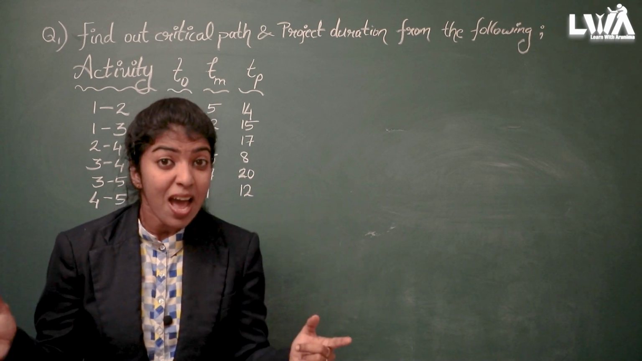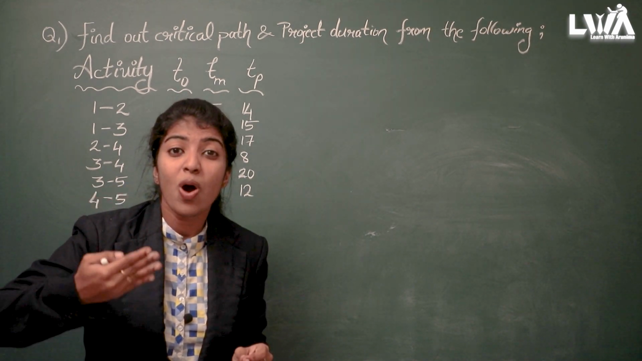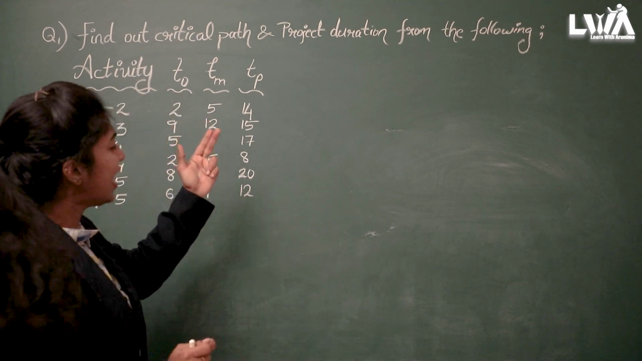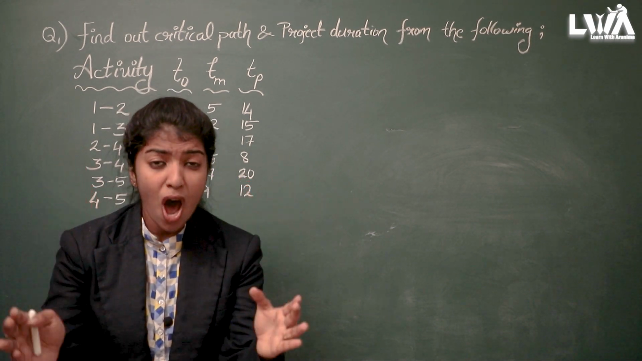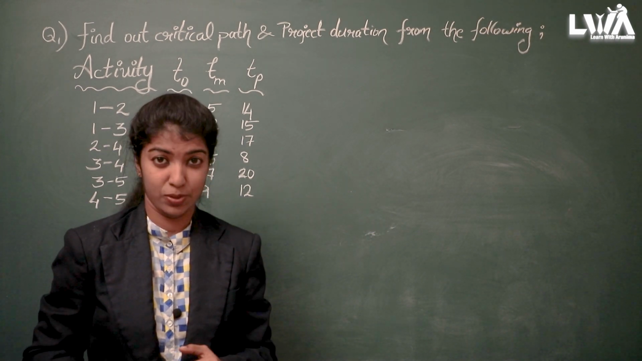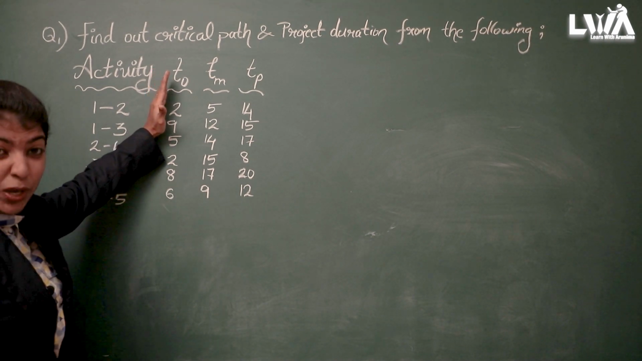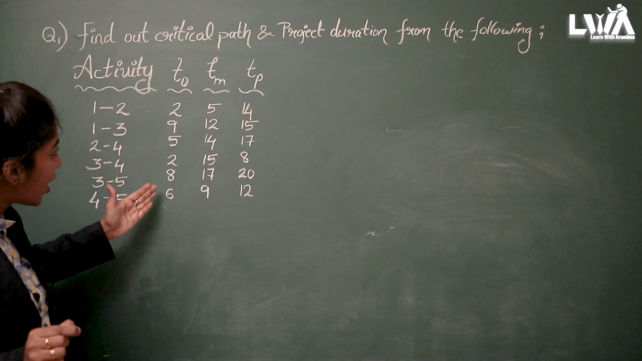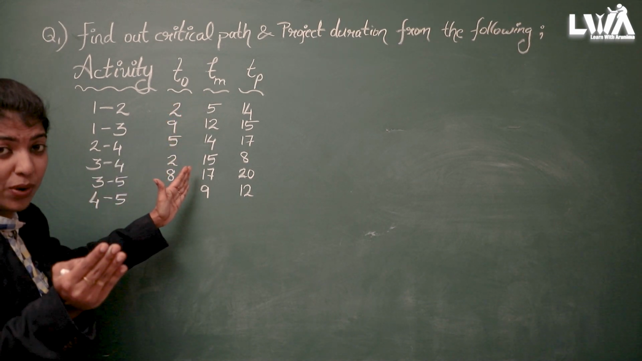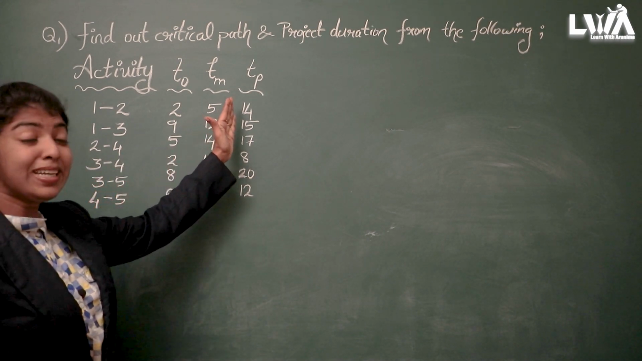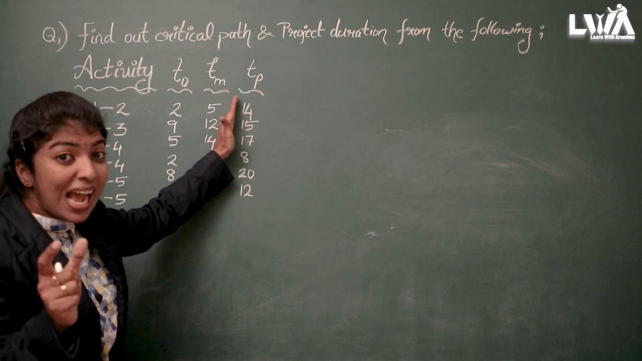Again, TM. TM is the most likely time. The most likely time means the most frequently occurring time to complete a particular activity. Again, TP. TP is pessimistic time. From the word itself, it is the longest time to complete a particular activity. It is the high time to complete a particular activity. Just look at the values here. TO, optimistic time, shortest time: here all the values are small compared to TM. TM is the most likely time. This is a little bit greater than TO, but in between TO and TP. Pessimistic time is the longest time to complete a particular activity. So here it is the maximum time, okay?